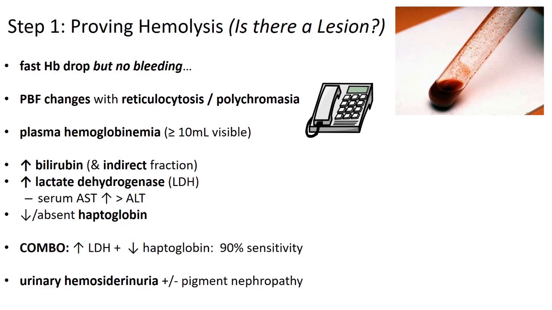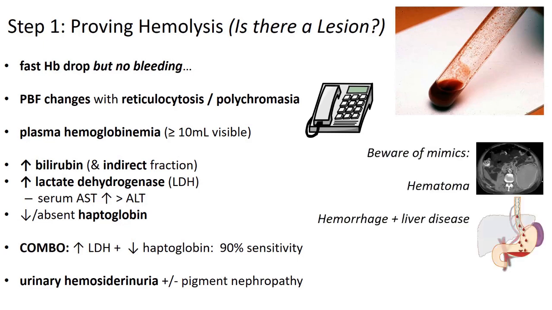And if red cells are breaking down in the bloodstream, well, then their end products are going to be cleared through the kidney. And you may see proof of that in hemosiderinuria. And you may see pigment nephropathy or actual renal damage from the pigment nephrotoxin that is plasma-free hemoglobin.